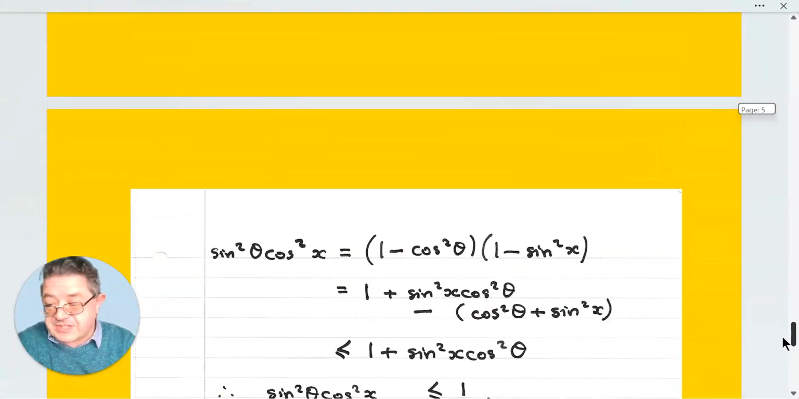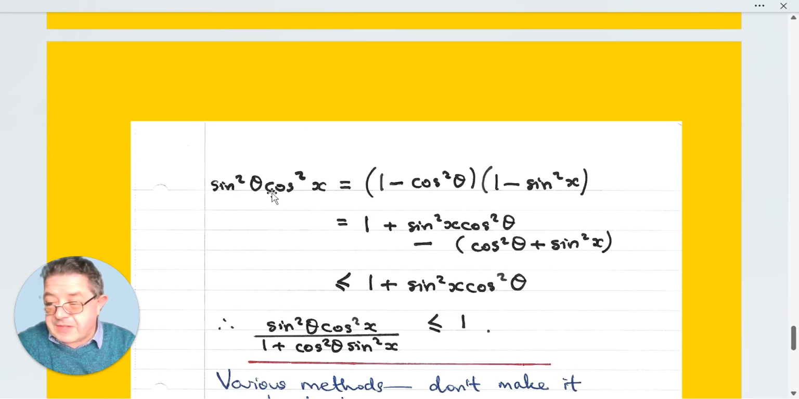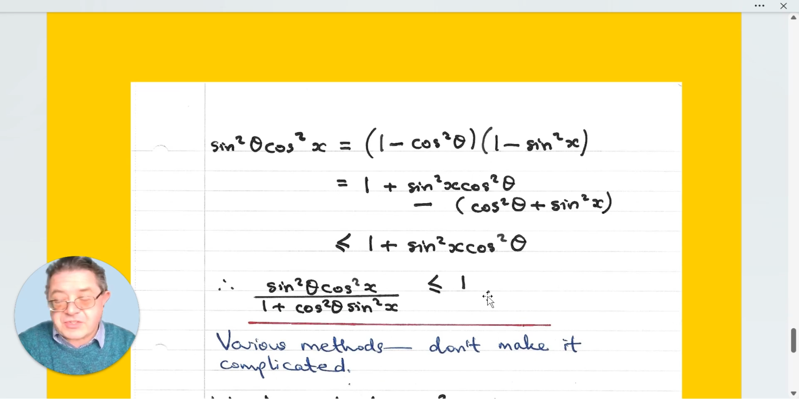The way I've done it is to look at the numerator, sine squared θ cos squared x, and replace both of those parts by their identity: 1 − cos squared θ, 1 − sine squared θ. Multiply out, we get 1 add sine squared θ cos squared x, take away cos squared θ, add sine squared θ. The bit in brackets is positive, therefore that is less than or equal to 1 plus sine squared x cos squared θ, and divide to get the answer that we've been asked to get.